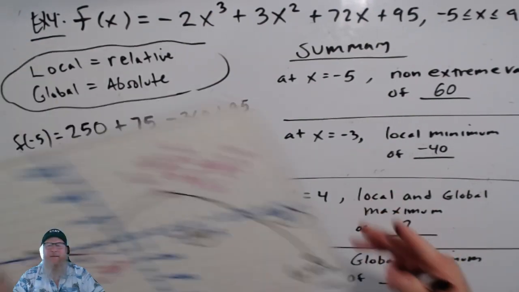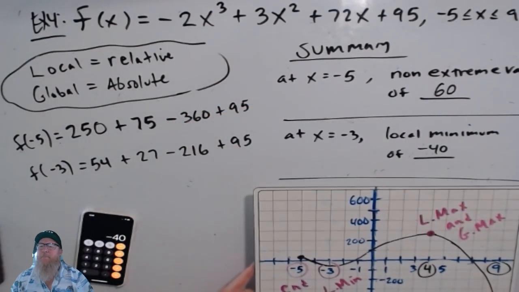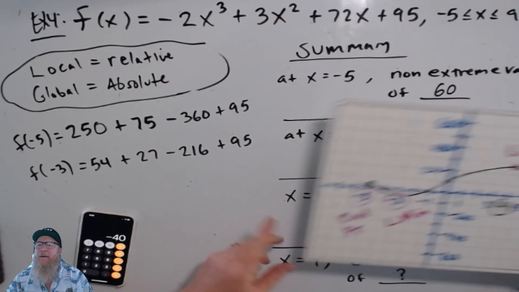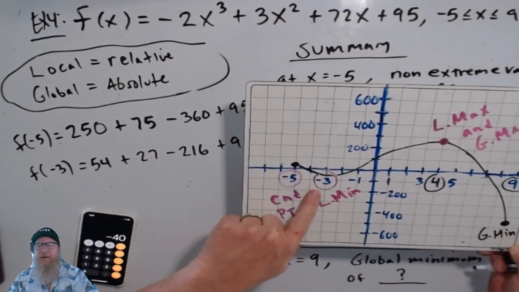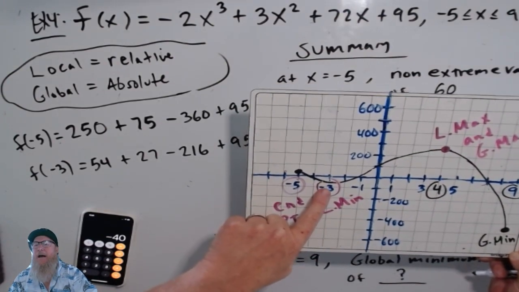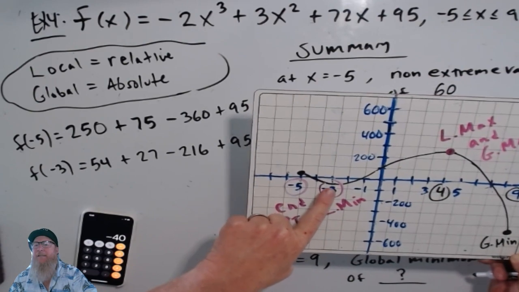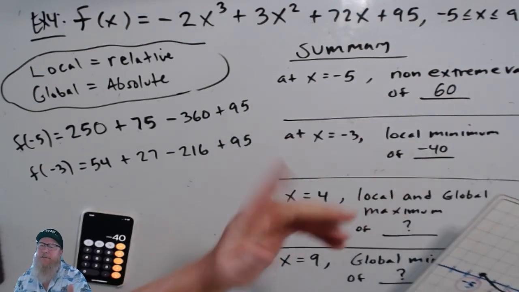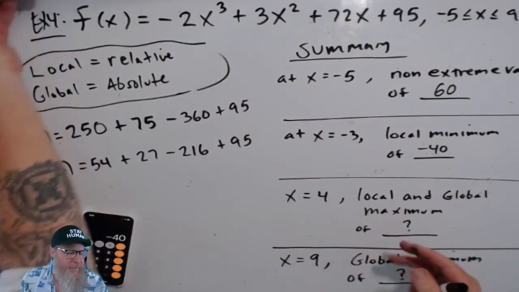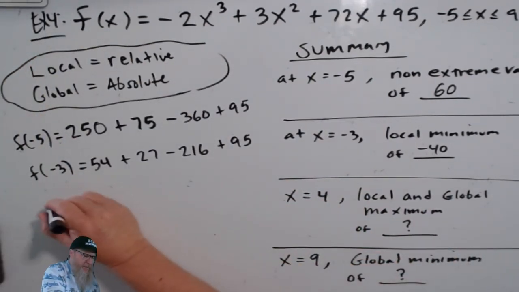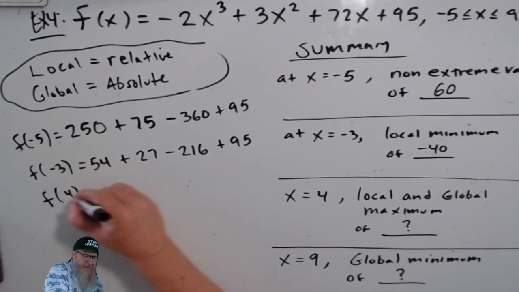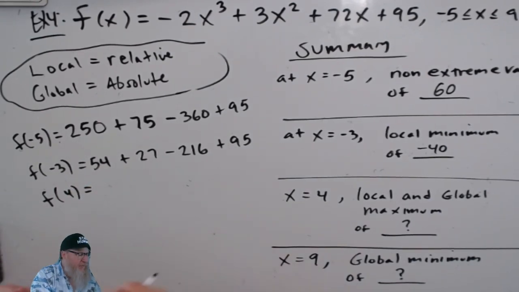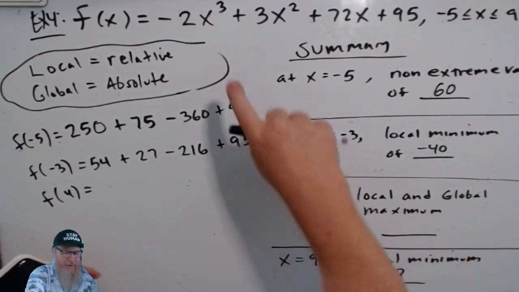Again, that's this point here. Local min, negative 3. Yeah, it seems right. It's negative. It's below the axis, and it's between negative 100 and 0. So negative 40 seems reasonable. So if you get an answer that's just way far away from what it looks like, then you probably need to double check your calculation.